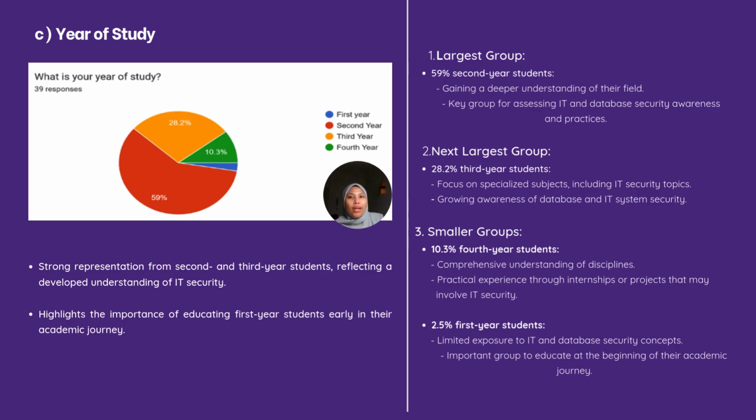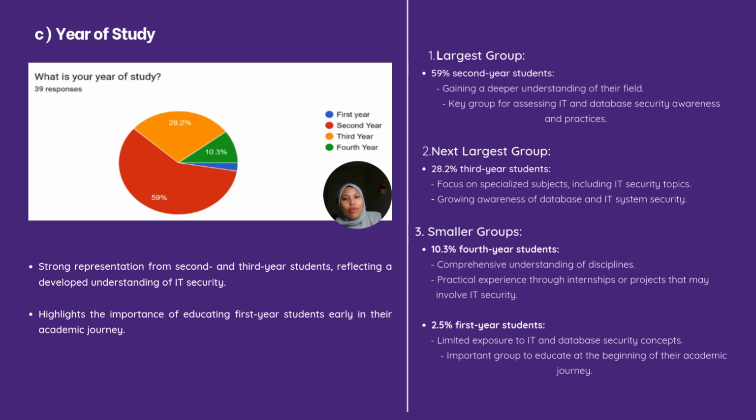And the last chart is years of study. So the largest group is second year students at 59 percent. This gives deeper insight into their field and makes them key for assessing security awareness. And number 2 is third year students, at 28.2 percent. These students focus on specializing topics, including advanced IT security, reflecting growing awareness and understanding.